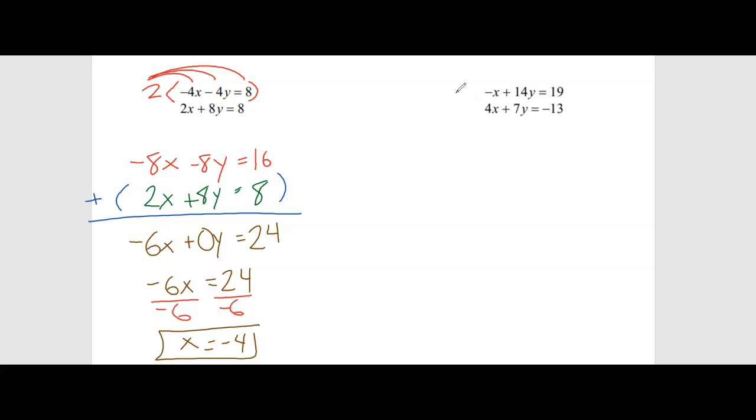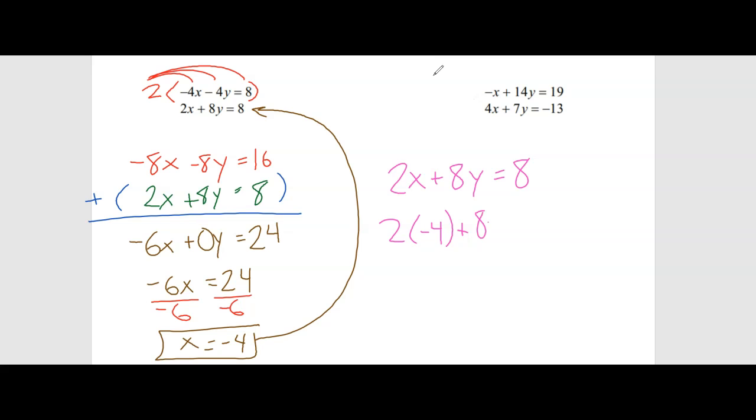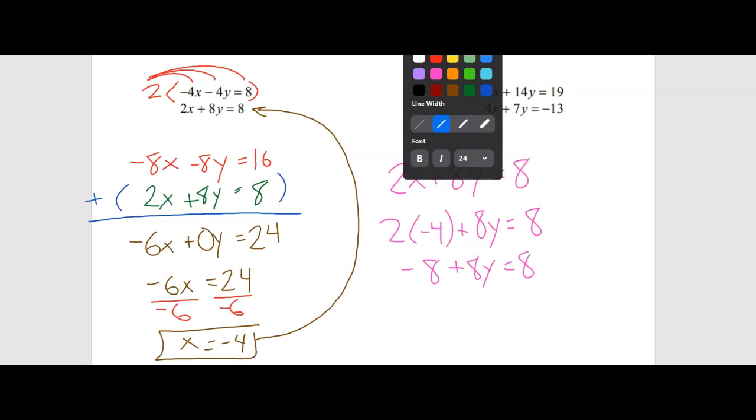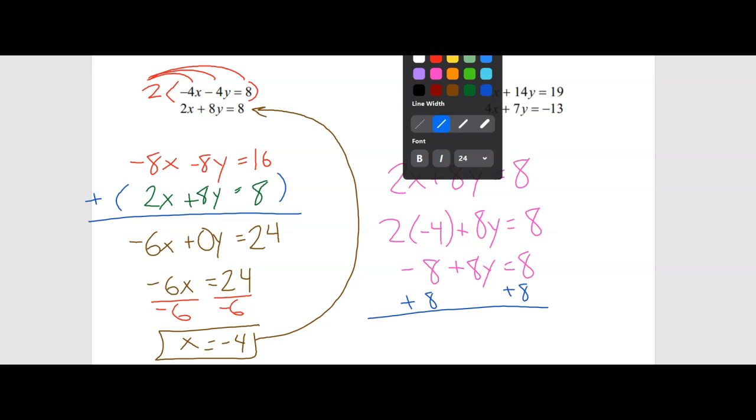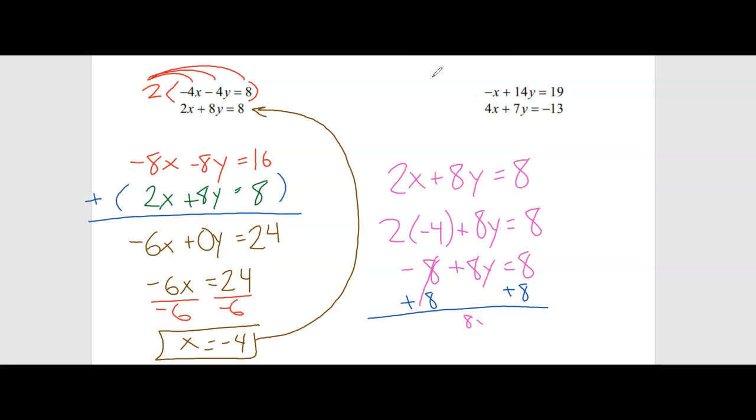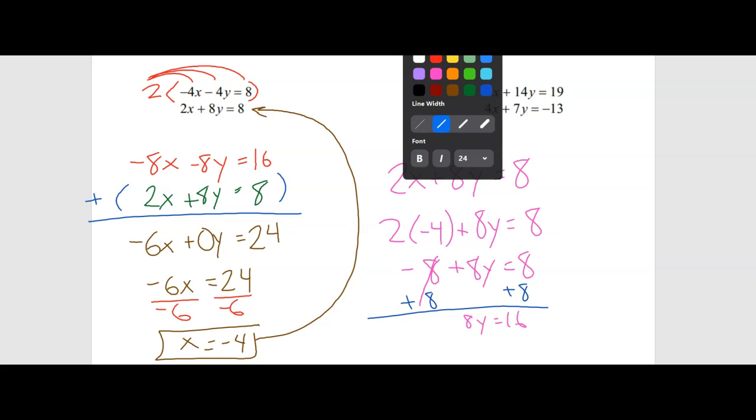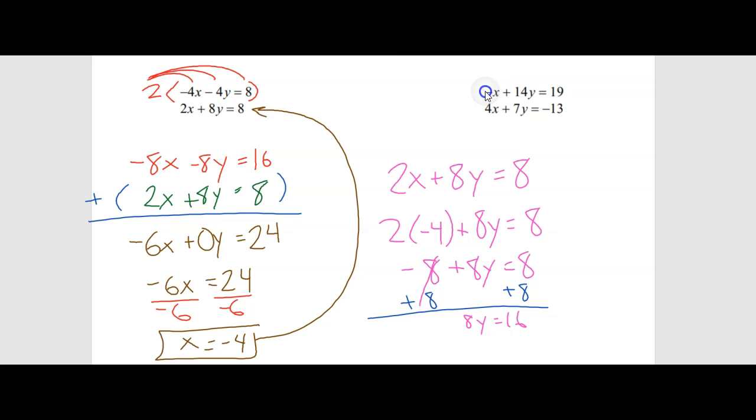And then again, same process. Take this value. Let's substitute into the second equation this time. 2x plus 8y is equal to 8. I know that x is equal to negative 4. Negative 8 plus 8y is equal to 8. Add 8 to both sides. So 8y is equal to 16. And divide both sides by 8 to get y is equal to 2.